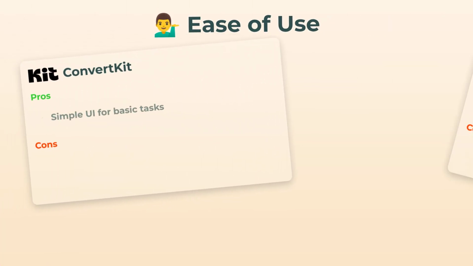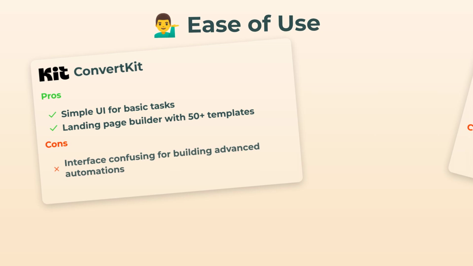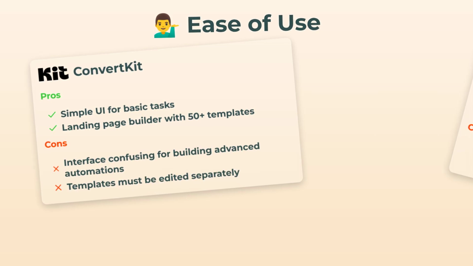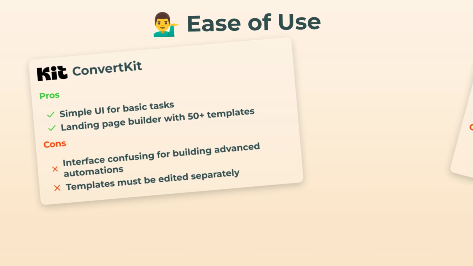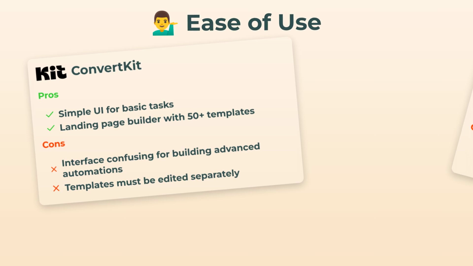Ease of use. Okay, so ConvertKit is super friendly if you're doing basic email stuff. Their UI is simple, and the landing page builder is a nice touch, offering 50+ templates. But honestly, building out those advanced automations isn't exactly intuitive, and you'll need to edit templates separately.